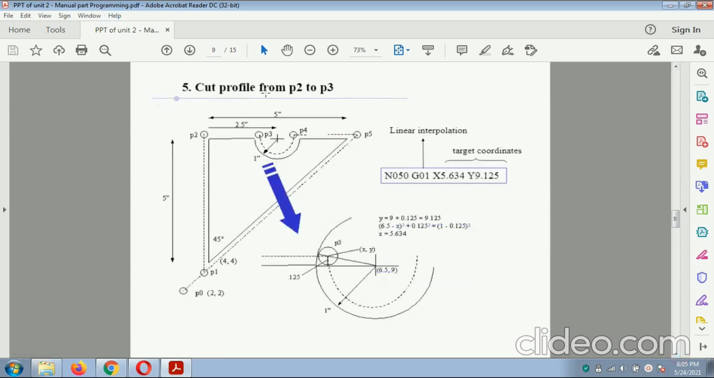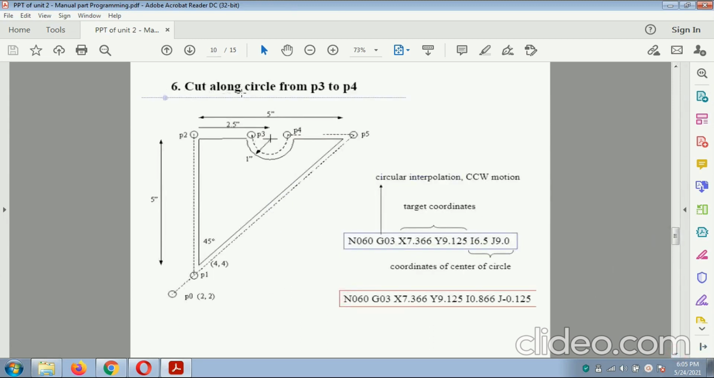The fifth position is the cut profile from P2 to P3. For P2 to P3 you have to carry out the calculation: Y is 9 plus 0.125, that is 9.125, and with respect to 6.5, X squared plus 0.125 squared equals 1 minus 0.125 squared. So X is equal to 5.63. N50 G01 X5.63 and Y9.125.